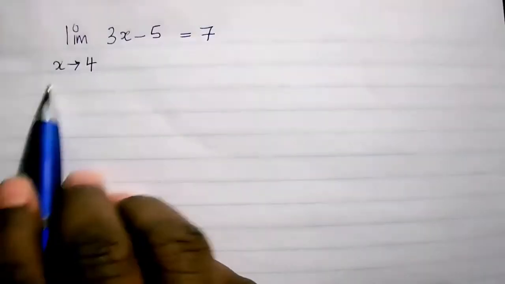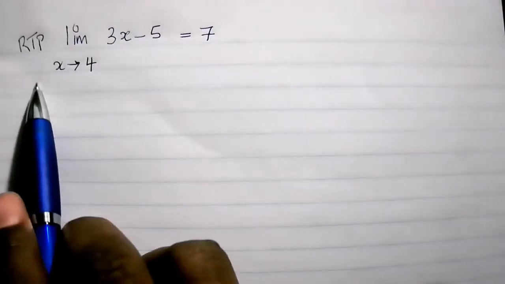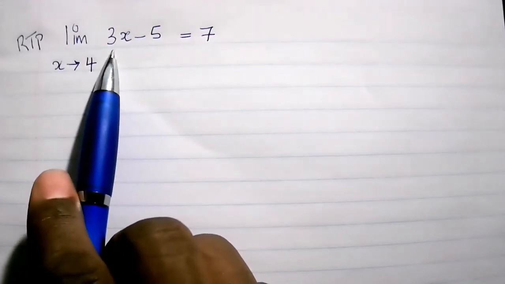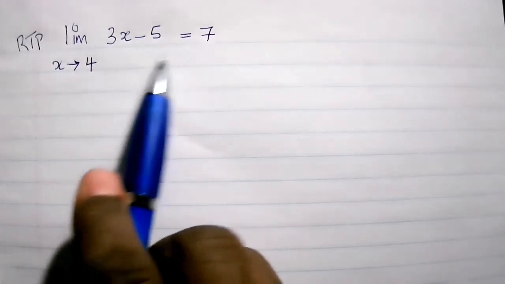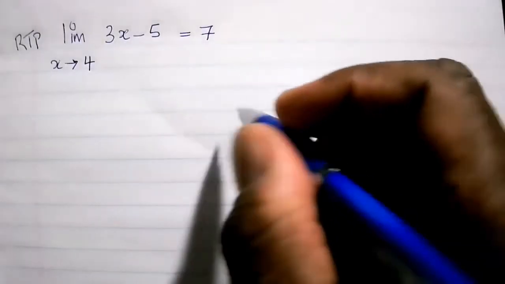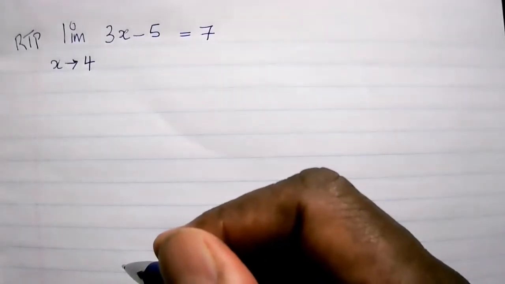So now, the example that we want to look at is this particular one, where we want to prove, so let me just say RTP. RTP stands for required to prove that the limit of this function, which happens to be a linear function, 3x minus 5 as x approaches 4 is equal to 7. Now, we already know that we are dealing with an if-then type of statement.